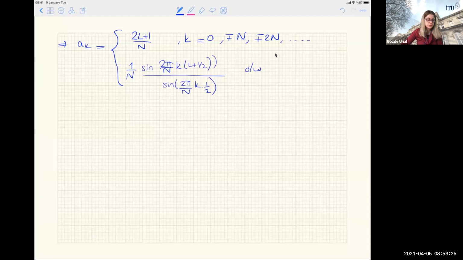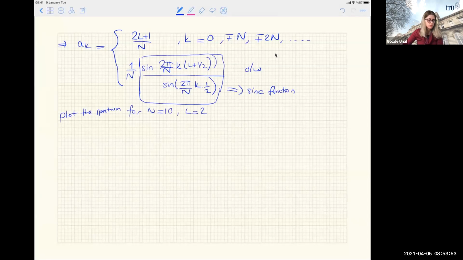And you can plot the spectrum. This is called, guys, by the way, a sinc function. We will see this later. This is called the sinc function. It's a sine over sine. Now plot the spectrum. For our case, N equals 10, L equals 2.